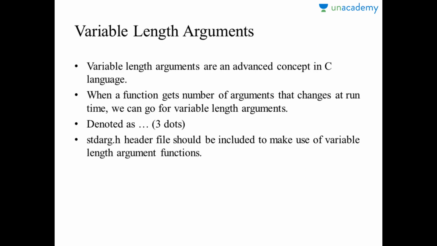Variable length arguments are an advanced concept in C language that is offered by the C99 standard. There was a different standard before, which was C89. In that C89 standard, only fixed arguments can be passed to the functions, and when a function gets a number of arguments that changes at runtime, we can go for variable length arguments. Otherwise, it would be preferable to go for the normal arguments or the command line arguments.